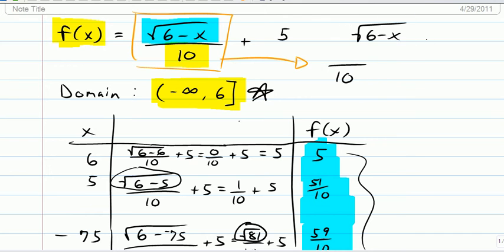What can the square root of 6 minus x be? At the smallest it can be 0, right? At the largest it can be what? Infinity.